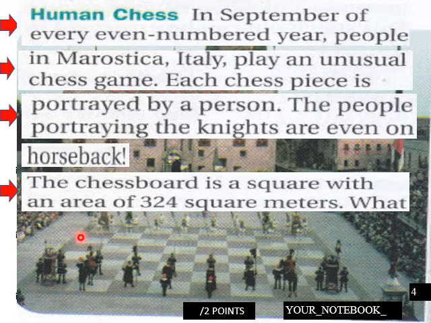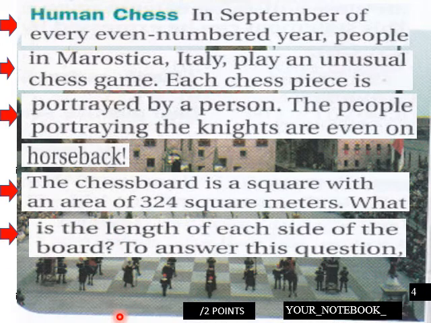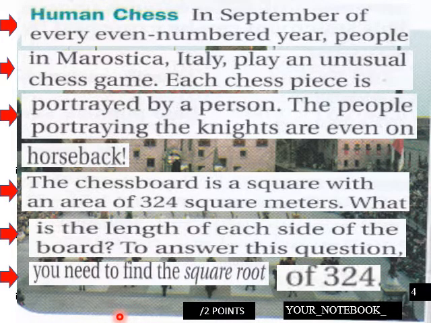We get into a kind of thought experiment here about 324 square meters. What is the length of each side of the board? So we need to find the square root of 324.